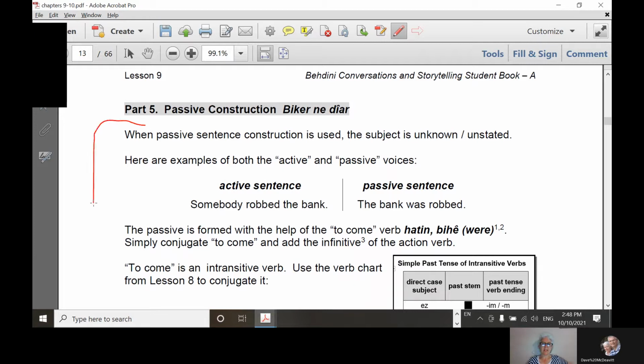When passive sentence construction is used, the subject is unknown or unstated. So here are examples of both the active and passive voices. An active sentence is what we think of as normal. Somebody robbed the bank. In a passive sentence, the bank was robbed. We don't know who did it.